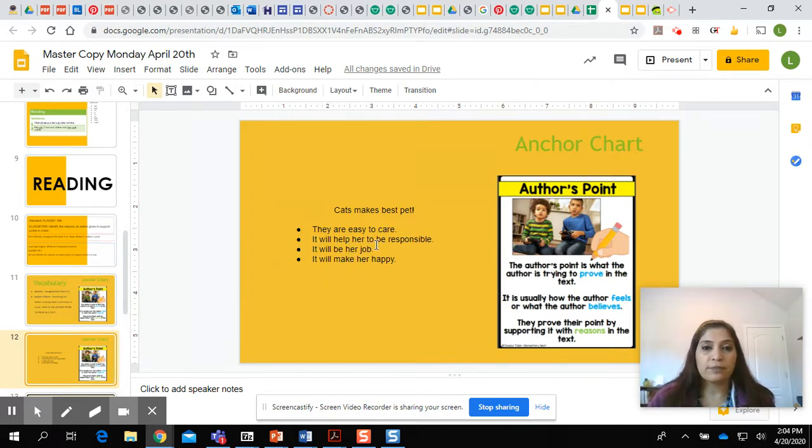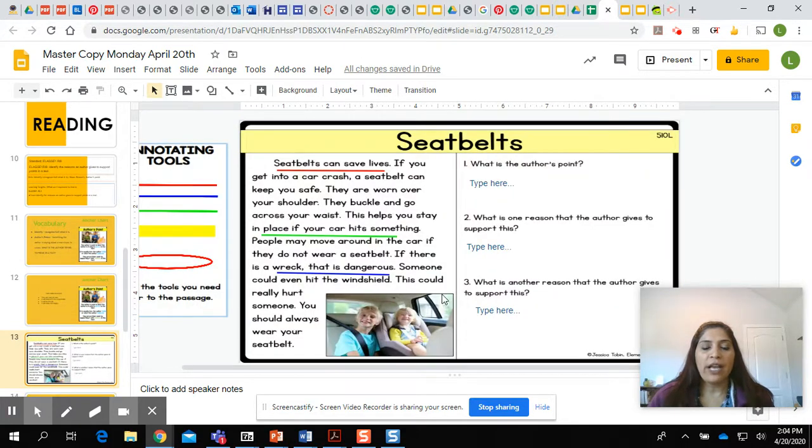Okay, so our passage for today is called Seatbelts. Now, this is an informational text because it's going to give you information about seatbelts. Our title is Seatbelts. I'm going to read the passage, then I will look at the questions, and then we'll try to find the answer from the passage.